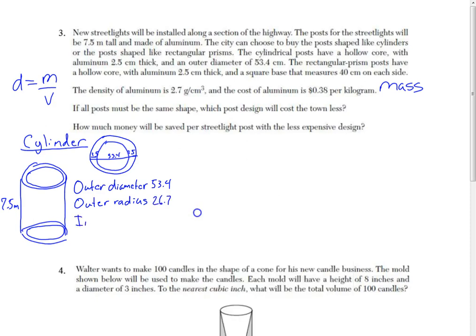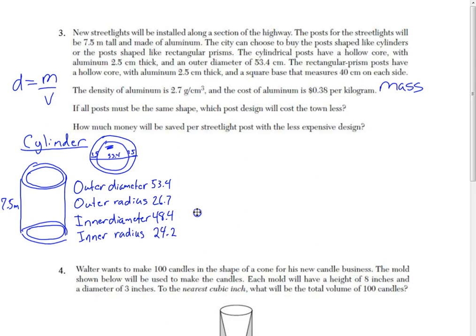Then the inner diameter, because we're going to have to subtract out this internal space, would be 53.4 minus 5, which is 48.4. Therefore the inner radius, if we take that 48.4 and divide it by 2, would be 24.2.